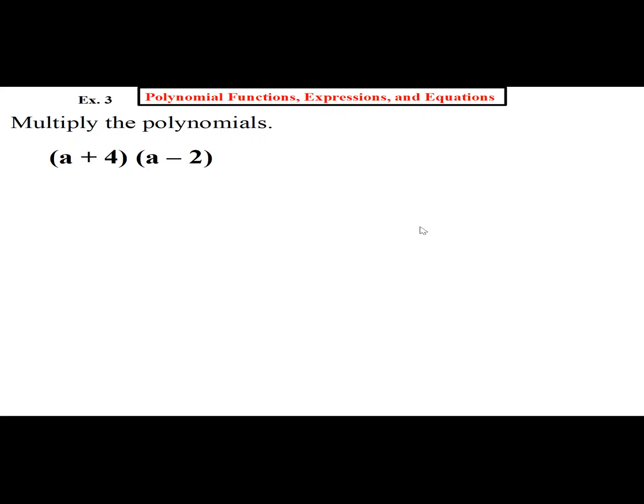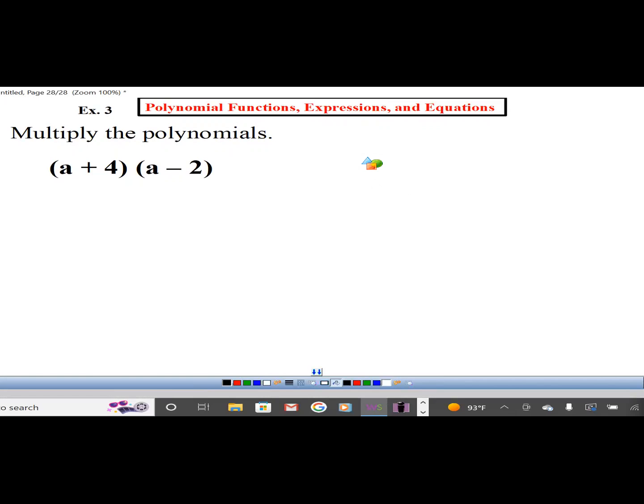Let's do this. I want you to draw a rectangle on the side. So we started with monomial times monomial. We moved on to monomial times binomial. Now we have a binomial times a binomial. Okay, so here we go.